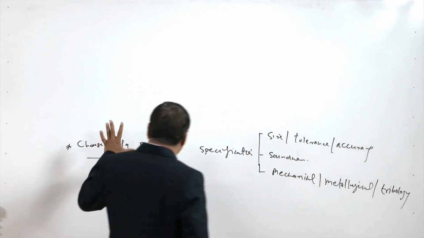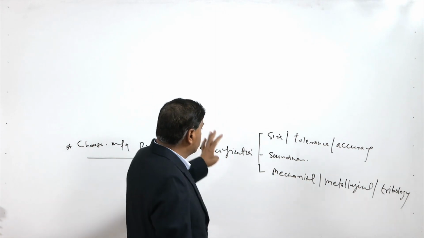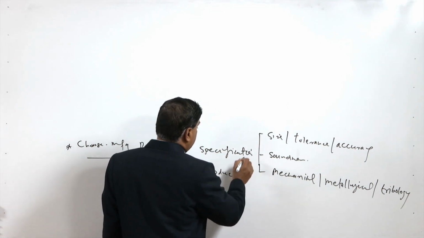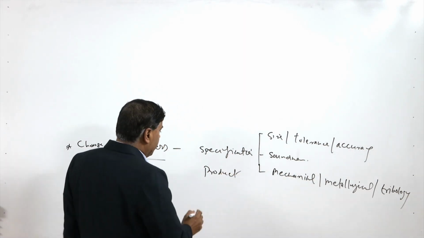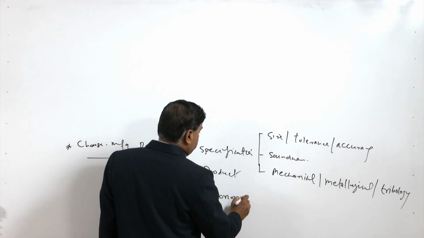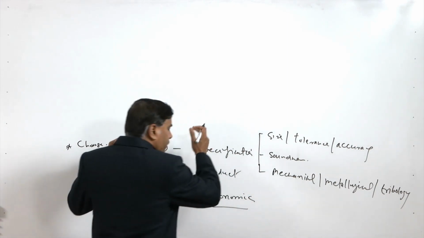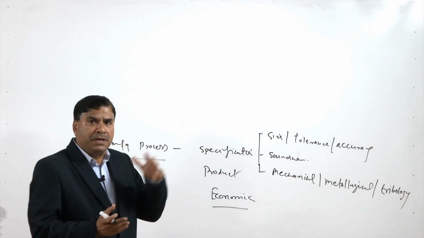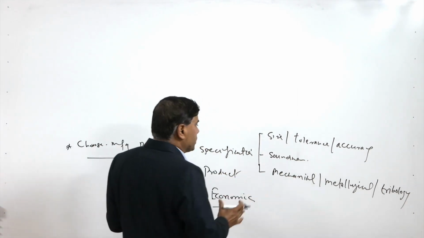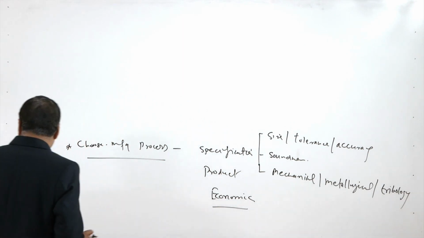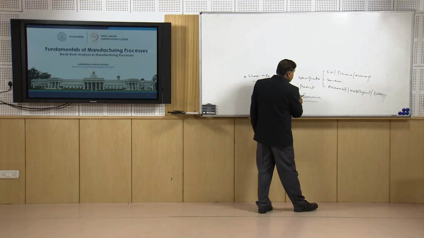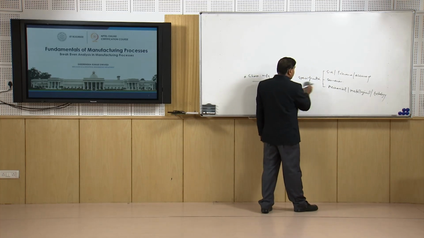So, whatever manufacturing process is selected, that should result in the product with the required specification, and all that should be achieved economically at the lowest possible price, because if the same thing can be done by a number of processes or a number of combinations of processes, then we need to select which combination of the processes will be economical. So, for this purpose we need to do the economical analysis.